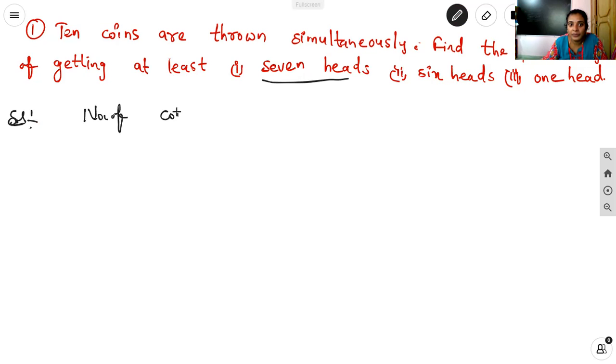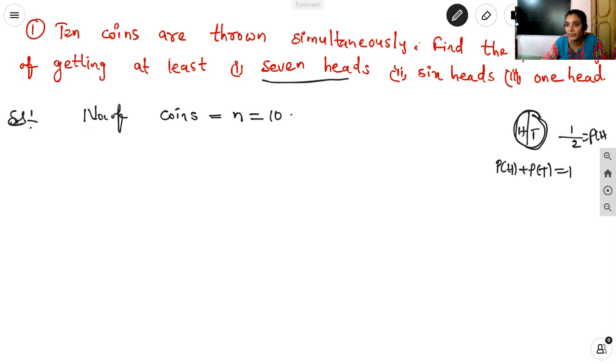So we know that the number of coins, denoted by small n, is equal to 10. And a coin has two faces, one is head and another one is tail. For one coin, the probability of getting head is 1 by 2, getting tail is 1 by 2. Why? Because the probability of head plus probability of tail is equal to 1. If a coin has two faces, number of faces is 2, in that the occurring of head is 1.